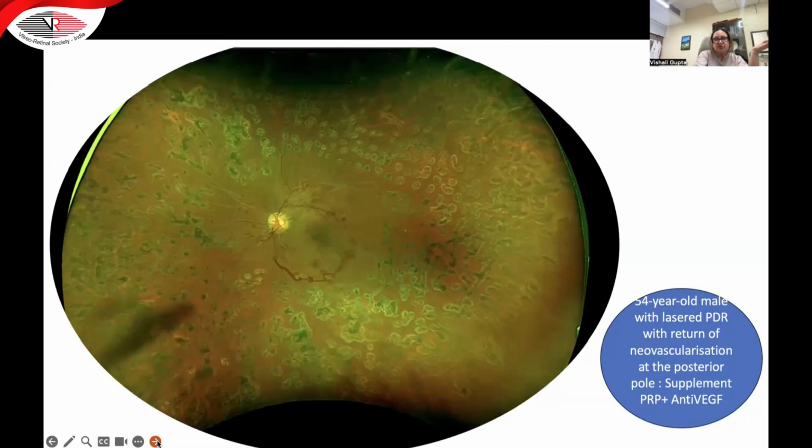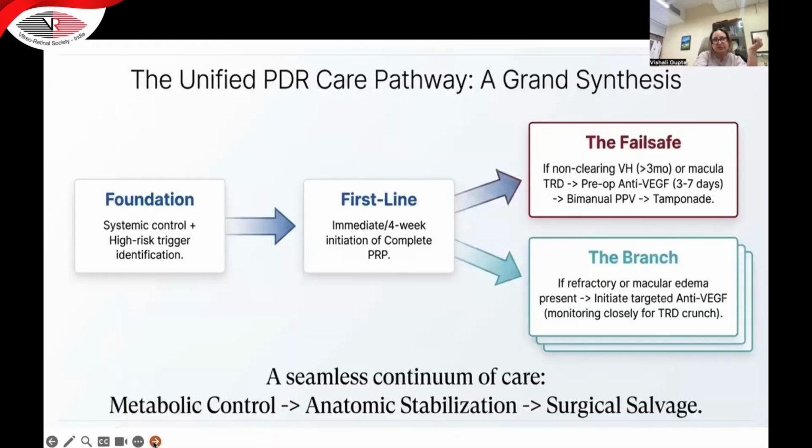Many times these patients do come back. You have done a lot of PRP, but there are new vessels now which have come up. You may have to give anti-VEGF or do supplement laser to some of the skip areas which you might have left in the previous sitting.